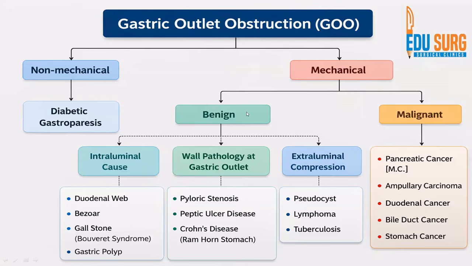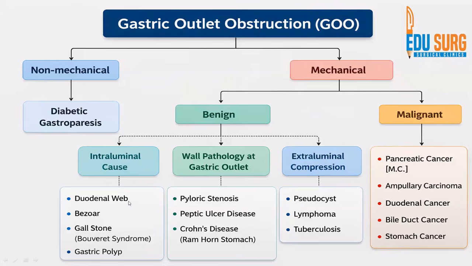When it comes to benign causes, it can be intraluminal, that is within the lumen, wall pathology at the gastric outlet, and extraluminal compression, usually by lymph nodes or pseudocysts. Lymph nodes, the most common causes seen are lymphoma, tuberculosis, and metastatic malignancies. Wall pathology can be due to peptic ulcer disease or pyloric stenosis, and Crohn's disease very rarely affects this area, but it is known as ram horn stomach.